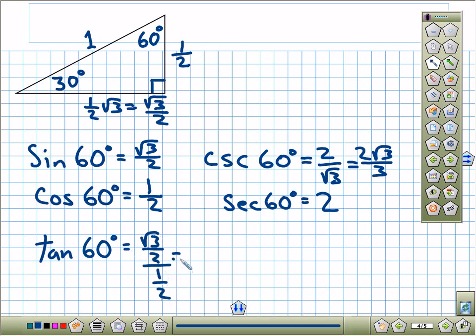That's right, it does. It simplifies the square root of 3. One way you can do that is just say, well, I multiplied the top and the bottom by 2. And if you do that, notice what you get. 2 and 2.